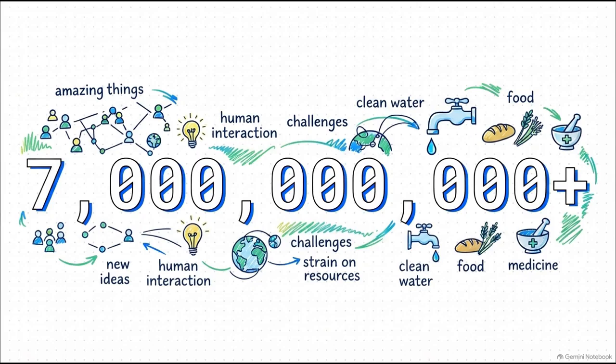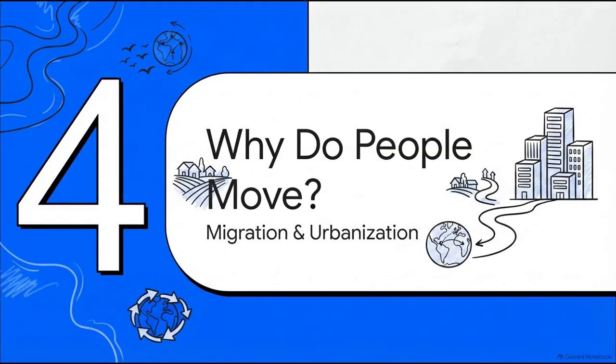The absolute crucial point here is this enormous number, over 7 billion. That is the world's population today, more than 7 billion people. Now, having lots of people can produce amazing things, right? Like new ideas and new services. But a massive number like this can also cause some challenges. A population growing this incredibly fast can put a really heavy strain on our supply of clean water, food, and medicine.